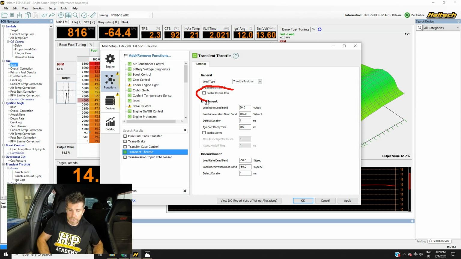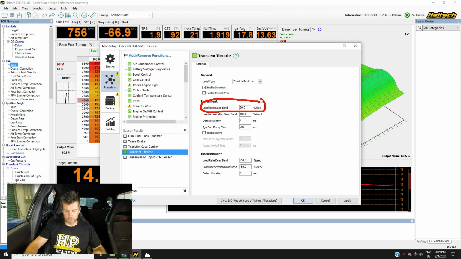We've also got the ability to enable an overall correction, which I am not using in this situation. Then we're going to go through our enrichment parameters, so what we've got available here. Now, if you do need more information on this, it is all available in the Haltech information, but I'm just going to explain it in my own language here. So the first thing we've got here is our load rate deadband. You can see this is 20% per second. Pretty straightforward. Basically, it defines a value or a rate of change of our input, throttle position, or manifold pressure, depending which we've selected, which we need to be above before the Elite ECU will actually allow any transient enrichment.